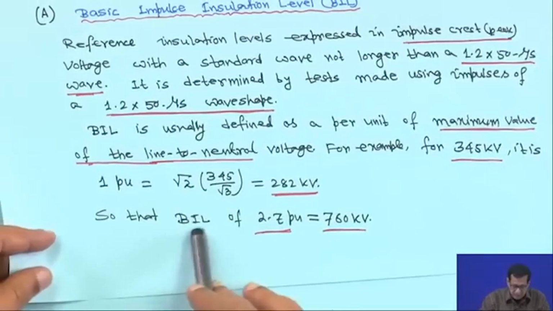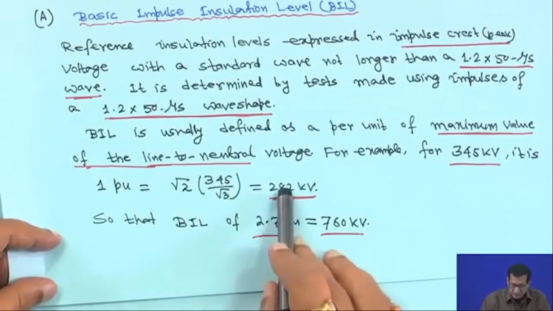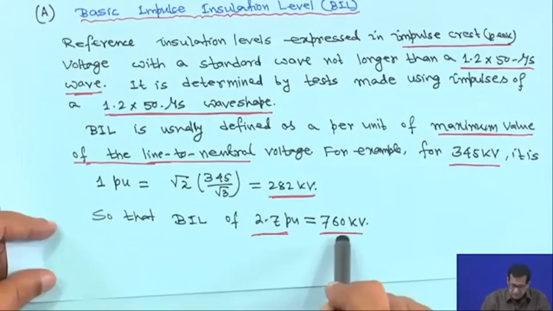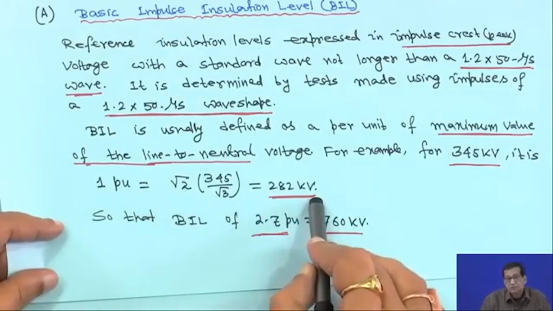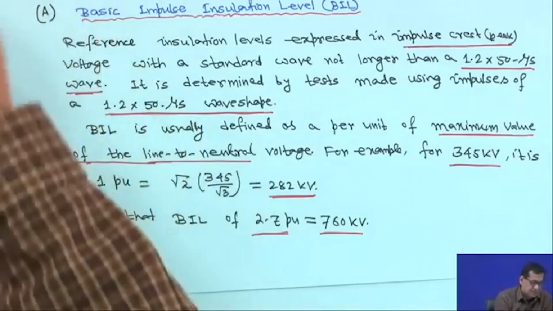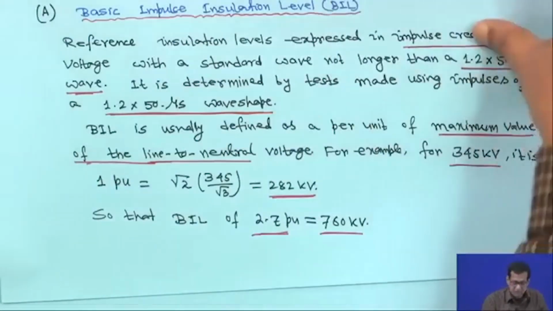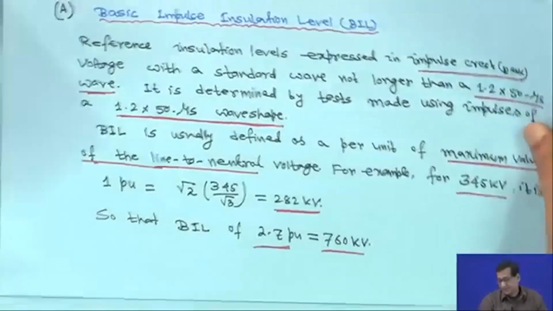Suppose you have a BIL of 2.7 pu, that means 2.7 into 282, because 1 pu is equal to 282 kV. That will give you 760 kV. So this is the idea of basic impulse insulation level.